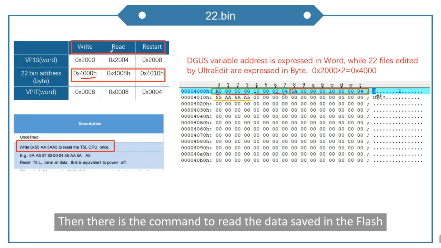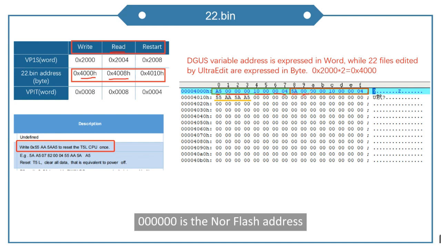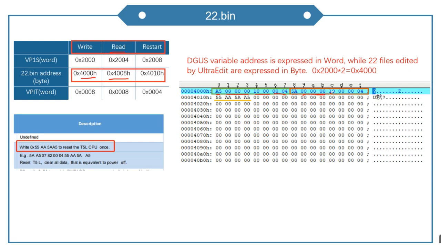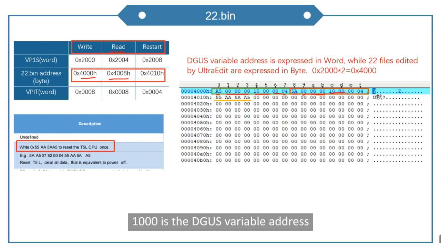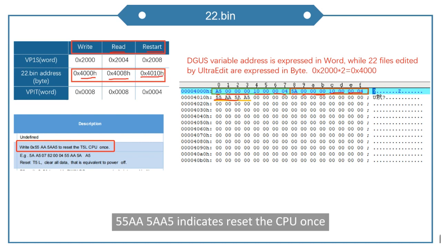Then there is the command to read the data saved in the flash. Turn to address 4008. 5A indicates read. 000000 is the NOR flash address. 1000 is the DWIN variable address. 0004 is the data length. Finally, the restart command. Go to address 4010. 55AA5A indicates reset the CPU once.